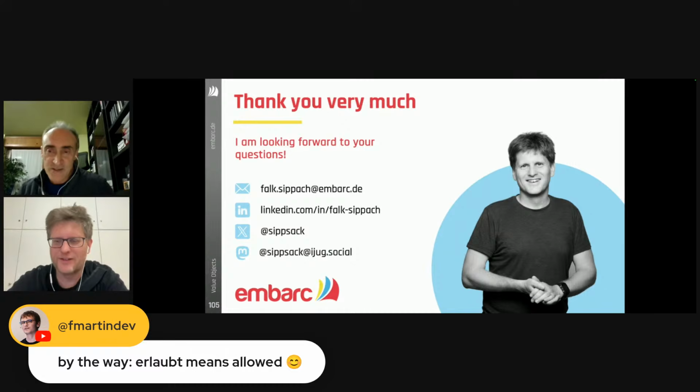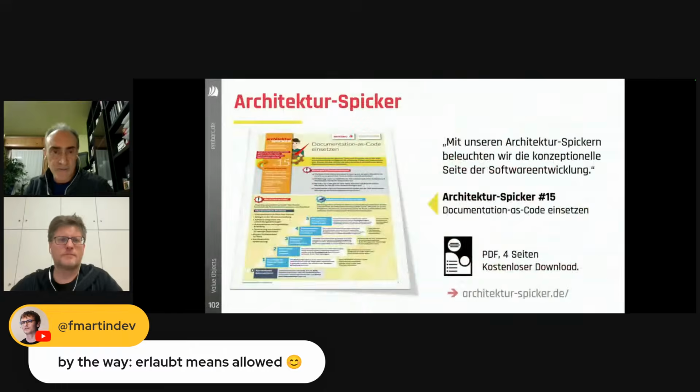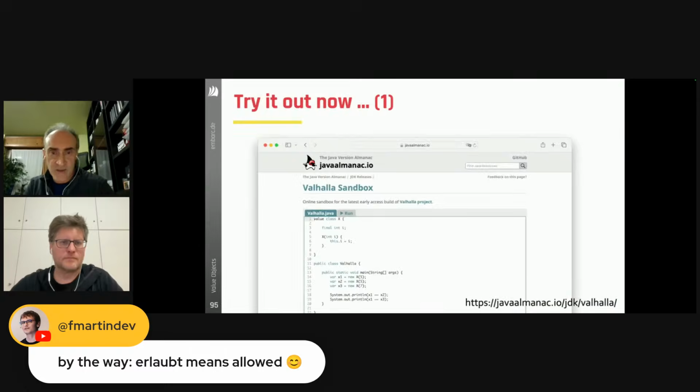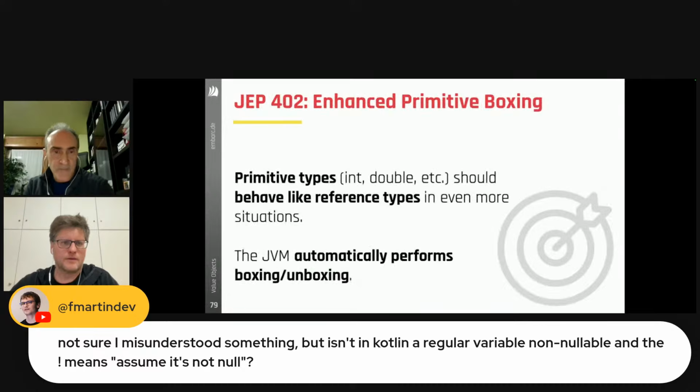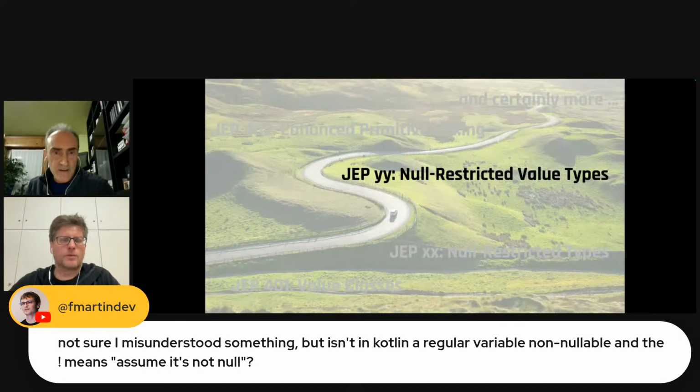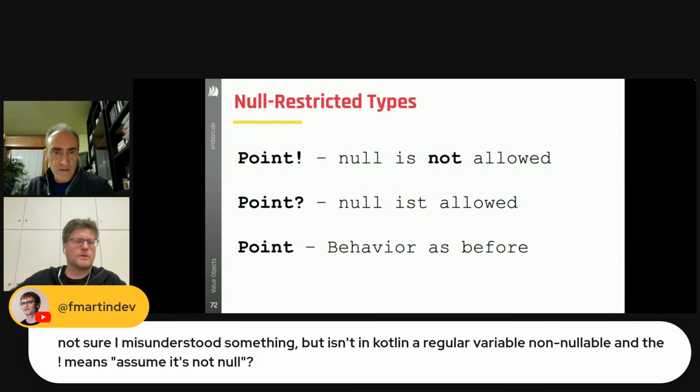Right. So the next question, again from Martin, is more about the syntax for the nullable types in general. Maybe you can go back to that slide. It's about a question and exclamation mark. So isn't Kotlin a regular variable non-nullable, and then bang assumes it's not null?